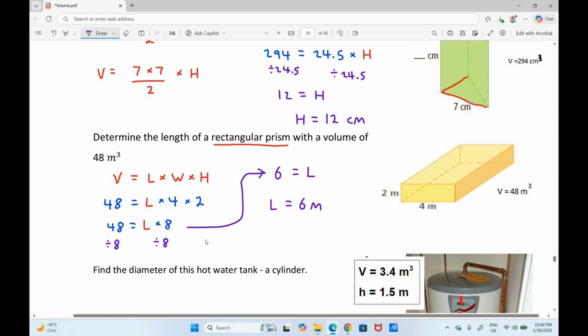And now, as for how do I check my work? Well, I know my volume is 48. So let me ask myself this. If my length is 6 and my width is 4 and my height is 2, if I multiply them all together, do I get 48?